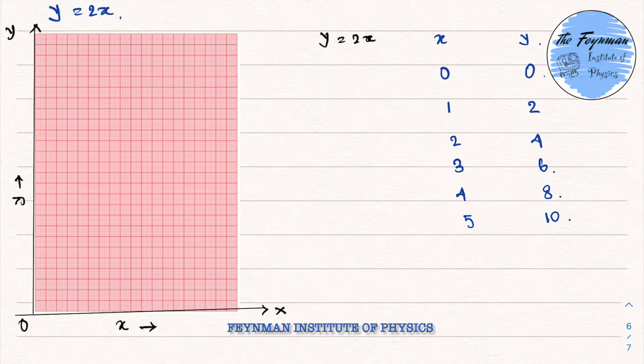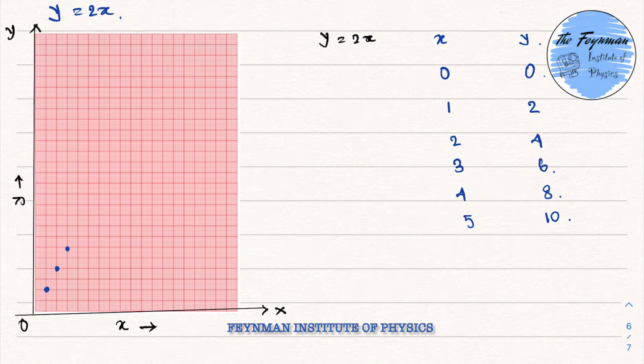Now if we plot these values on the graph, then we will see that for x is equal to 1, we are considering every division of graph paper to be a unit. So for x is equal to 1, we will get y is equal to 2. So this is our point. So for x is equal to 2, y is equal to 4. So this is our point. When x is equal to 3, y is equal to 6. This is our point.